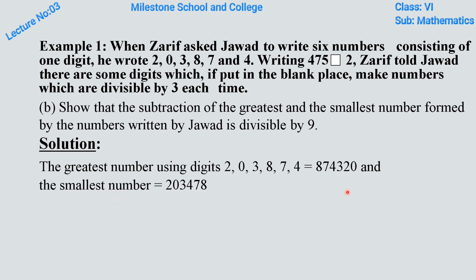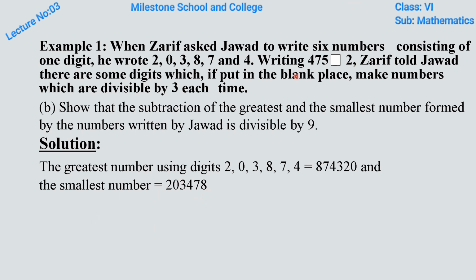And the smallest number by using these digits 2, 0, 3, 8, 7, 4 equals 2, 0, 3, 4, 7, 8. You all know 0 we cannot write at first, then the number will have fewer digits. So if we want to keep all the digits, we have to write 2 first, then 0, then 3, 4, 7, 8. So this is the smallest number, my dear.